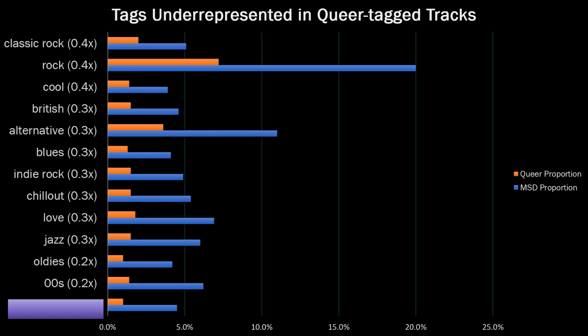Now I've hidden the last entry here. What do you think is the tag that is least likely to accompany queer tags? What is the descriptor of music that is least likely to also apply to music that could be described as queer?